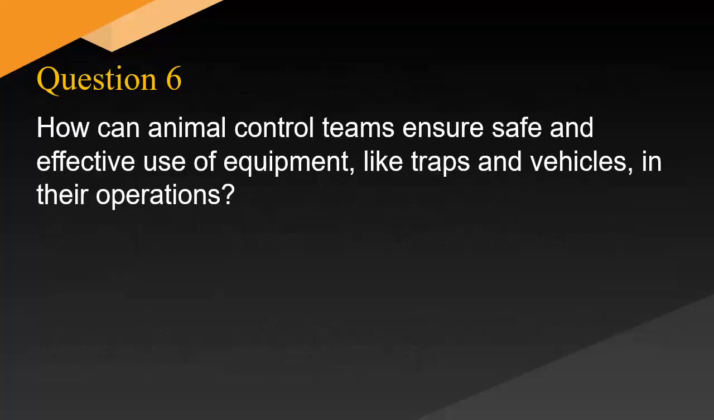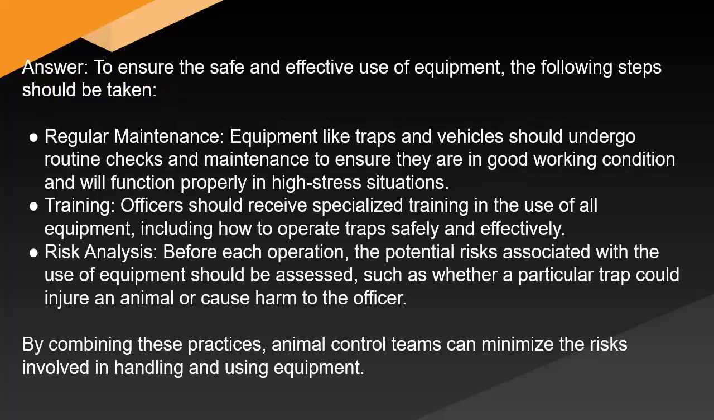control officers. How can animal control teams ensure safe and effective use of equipment like traps and vehicles in their operations? Answer: to ensure the safe and effective use of equipment, the following steps should be taken. Regular maintenance. Equipment like traps and vehicles should undergo routine checks and maintenance to ensure they are in good working condition and will function properly in high-stress situations.